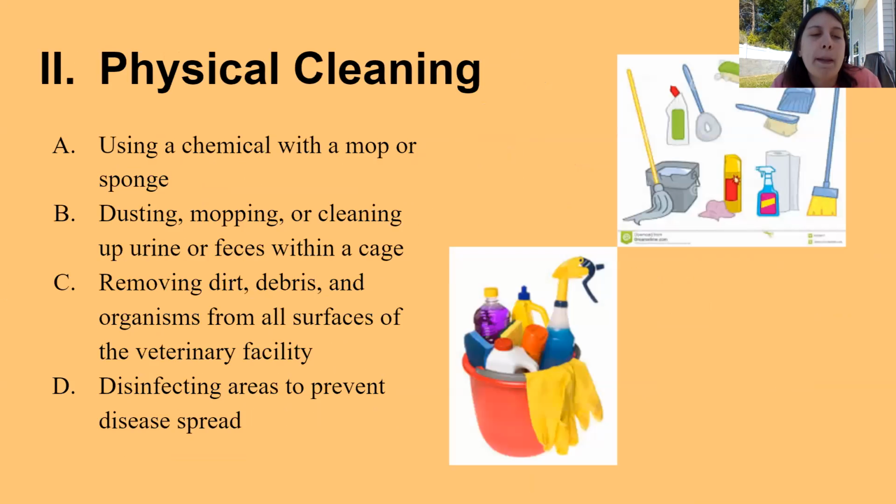Skip that. Move on to physical cleaning. Physical cleaning, that bottom layer of the pyramid, is done using some kind of chemical with a mop or a sponge. Just a basic disinfectant. Physical cleaning includes dusting, mopping, cleaning up urine or feces. It could be in a room, in a dog's kennel, on the table, anywhere. Also removing dirt, debris, organisms from the surfaces. And then disinfecting to prevent the spread of those diseases. This is just our bottom, our basic. Let's make sure everything is clean before the next patient comes in.